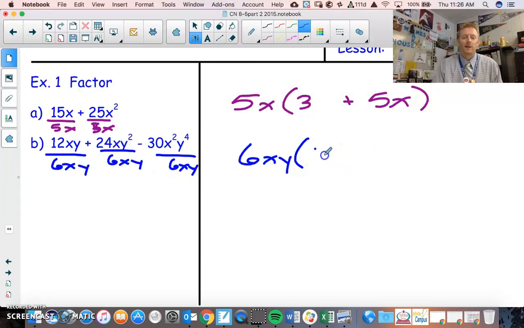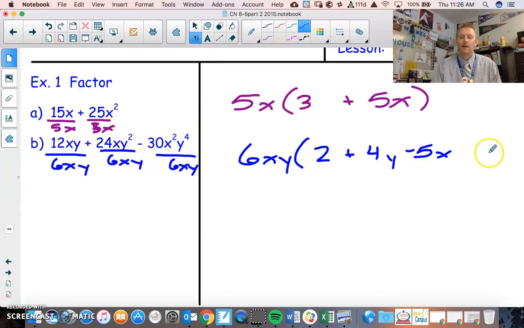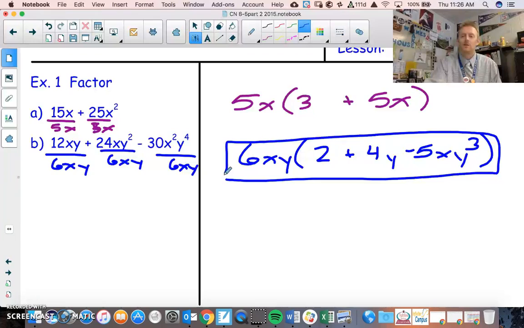So we have a 2 for the start of our first term. 24xy squared divided by 6xy gets us a plus 4y. And then the third term, negative 30 divided by 6 gets us a, not a plus, I don't know why I wrote that, but a minus, a negative 5. And then x squared divided by x gets us an x. y to the fourth divided by y gets us a y cubed. So we're reusing our skills from Unit 7, and this would be what is left over using the distributive property.